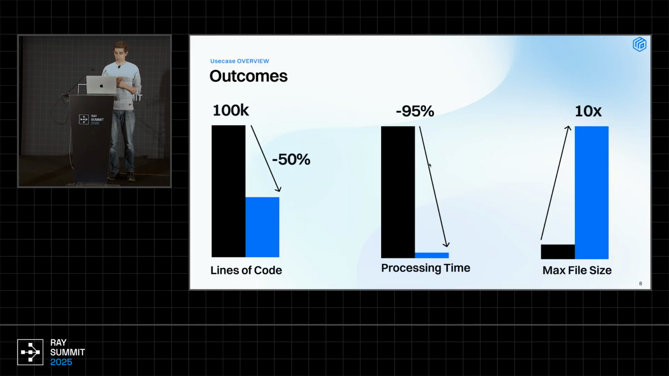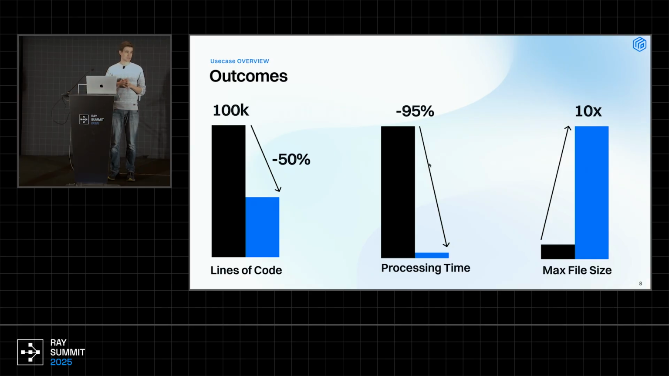So I'll start off with the outcomes. This migration has been a success. From a developer perspective, we reduced the number of lines of code by 50%. Keeping 100,000 lines of code in our brains was very hard, split across 15 different repositories. So that's a win from a productivity perspective. And from a bug perspective, it's much easier to reason about and understand.